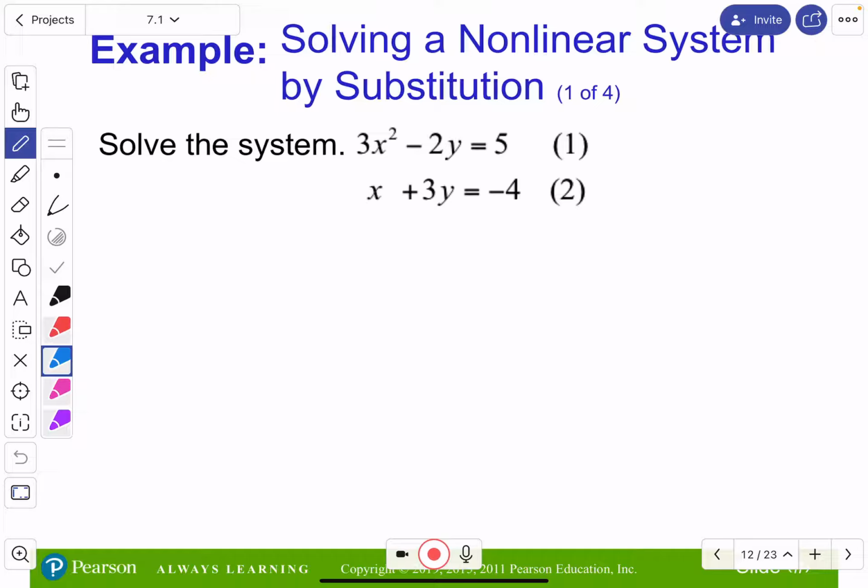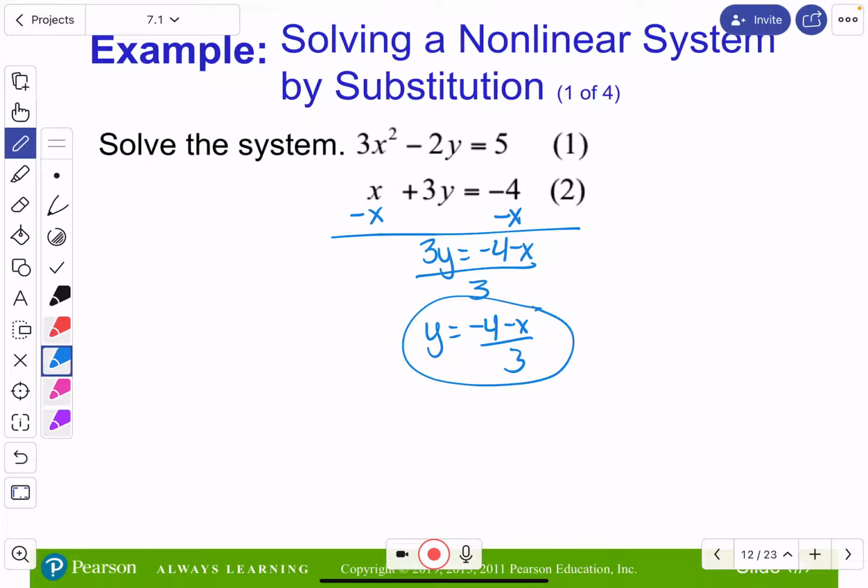Now, if I can avoid squaring binomials, I am going to try. So here I'm actually going to solve for y, even though it's a couple more steps, because it'll save me steps later on. Divide everything by 3. y equals -4 minus x over 3. So now we can substitute that into the original equation. 3x squared, and then instead of y, (-4 minus x) over 3, equals 5.